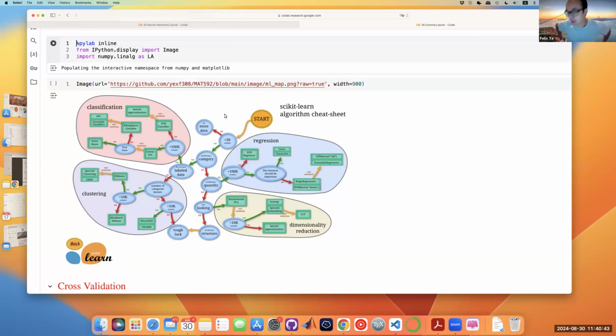Okay, so this is the summary of the whole course. For the whole course, we have spent almost 14 weeks going through four very important parts in machine learning, including classification, regression, clustering, and dimension reduction. This is the roadmap that you have seen in the first week. This is a recap of what we have already done.